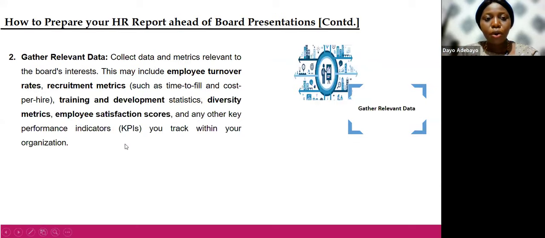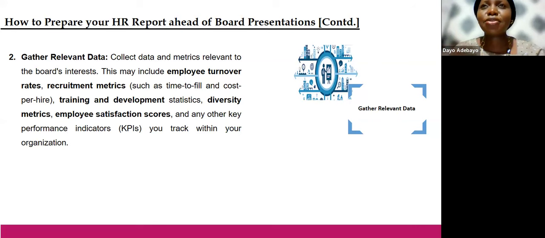Okay, so here we have: gather relevant data, collect data and metrics relevant to board interest. We've talked about how to understand the expectation. Now you have an idea from all those facts. You've done your assignment, you've contacted the secretaries, or if you cannot do that, you can review the previous minutes of meetings. So now it's time to start putting your data together.